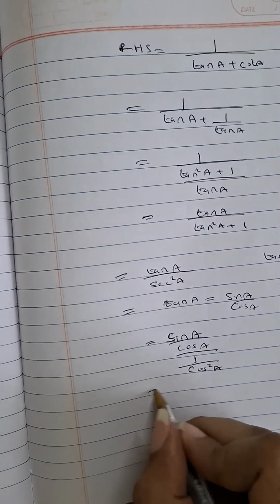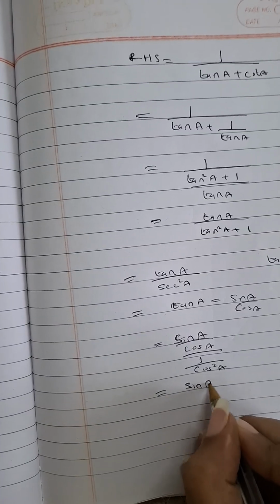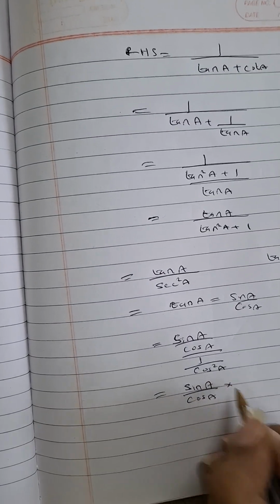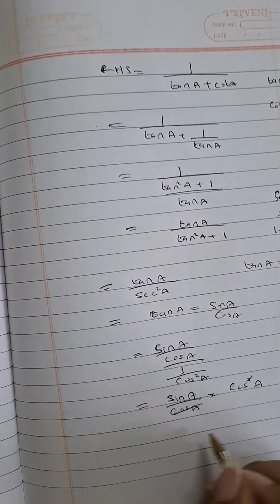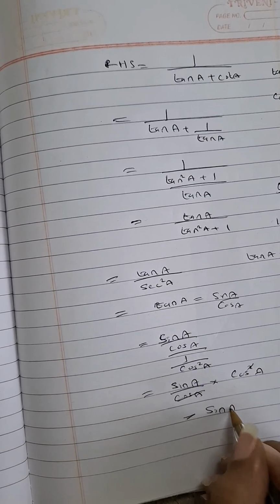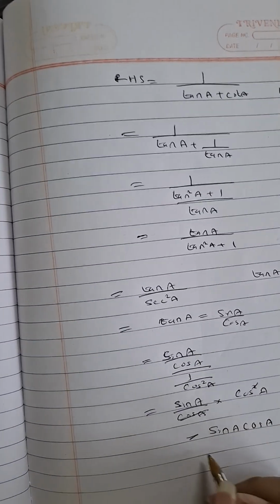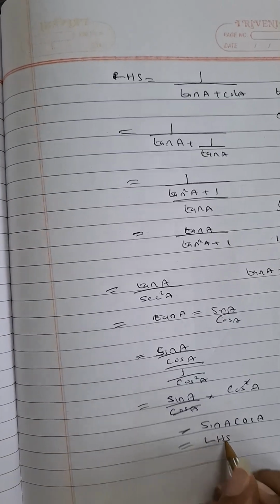So, again taking the reciprocal, sin A by cos A into cos square A. Let's cancel this. So, we get sin A cos A, which is equal to LHS. Hence, proved.